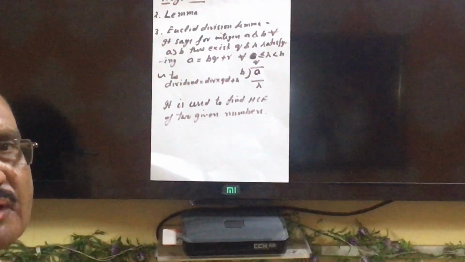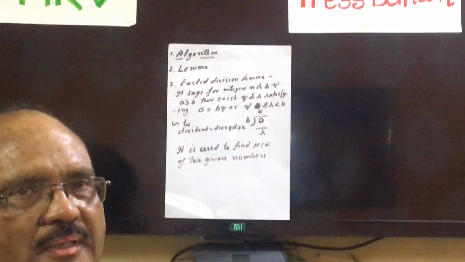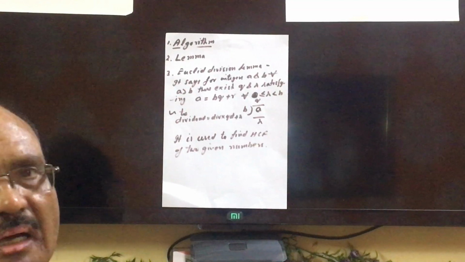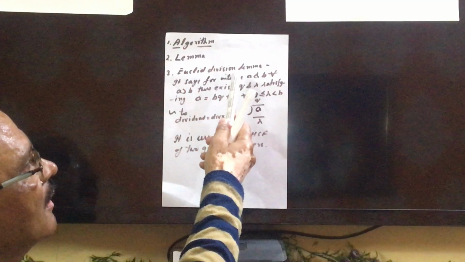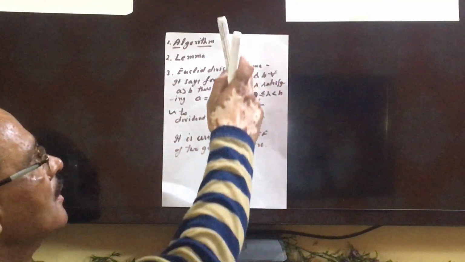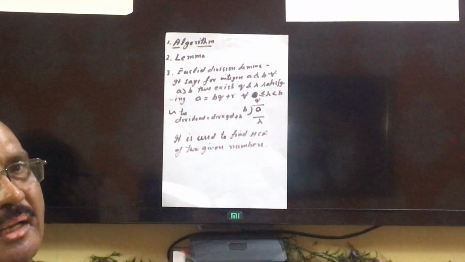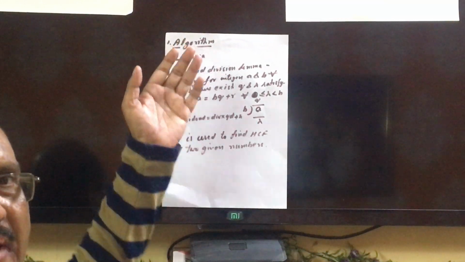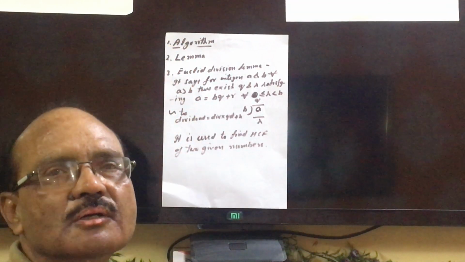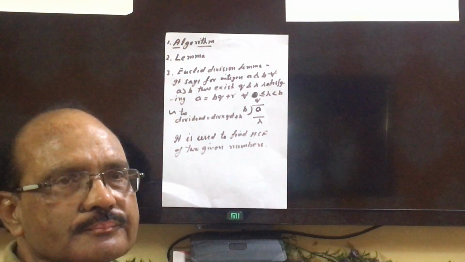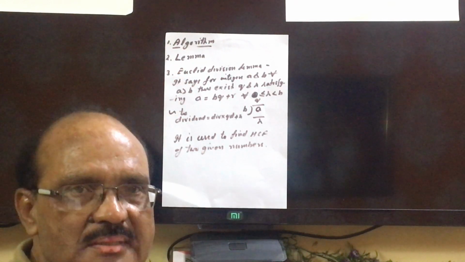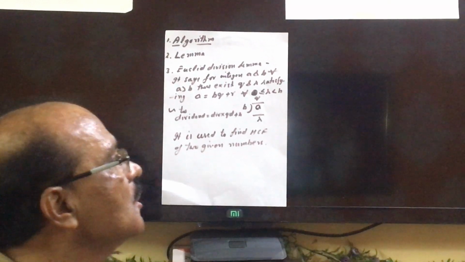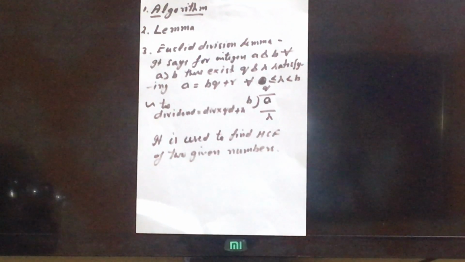Now in this chapter you will learn about three topics. First one is algorithm, second one is lemma, third one is Euclid division lemma. So what are the algorithms? Algorithm means the step-by-step procedure to solve a problem. What is lemma? Lemmas are some proven statements which we can utilize to prove some other results.